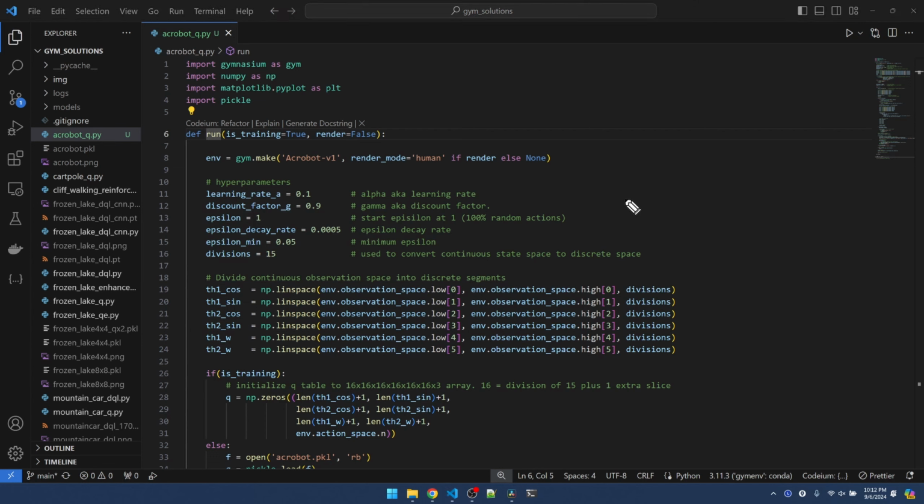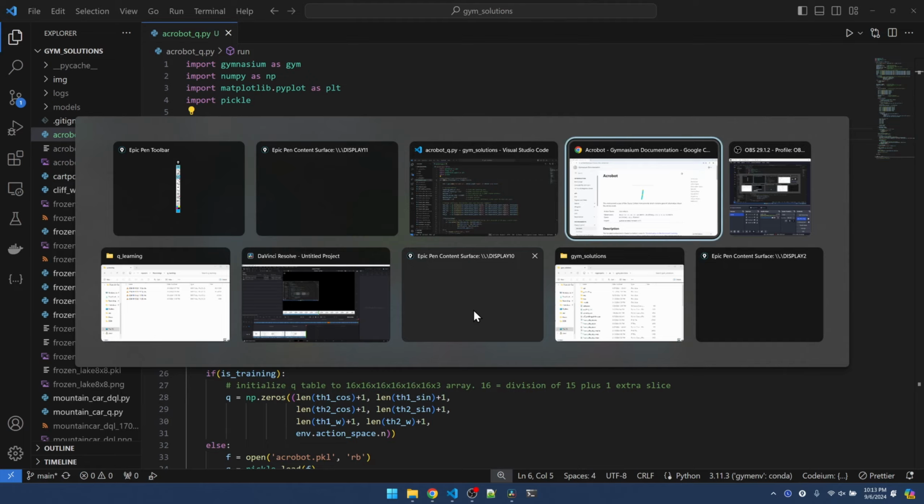Remember, in Q-Learning, we're trying to construct a Q table of actions by states. And we can only have a Q table with discrete numbers, not floating point numbers. So those 6 numbers that make up the observation space, we're using NumPy's linspace function to chop it up into 15 divisions. 15 is totally arbitrary. You can try to increase this number or decrease it. Let's illustrate what that means.